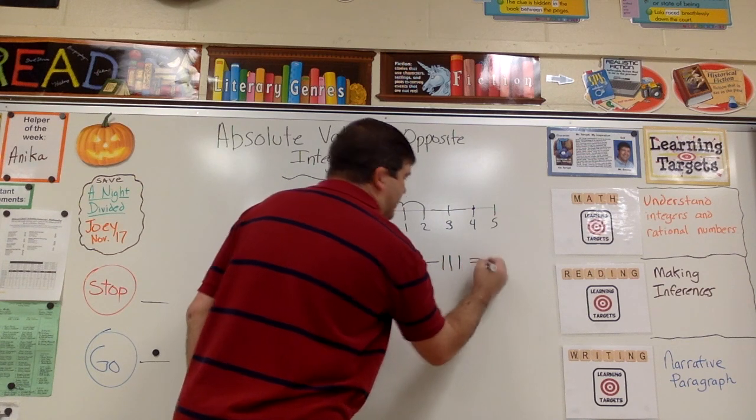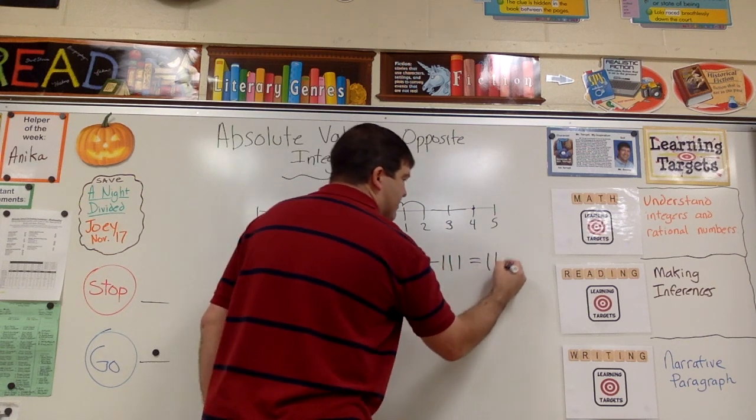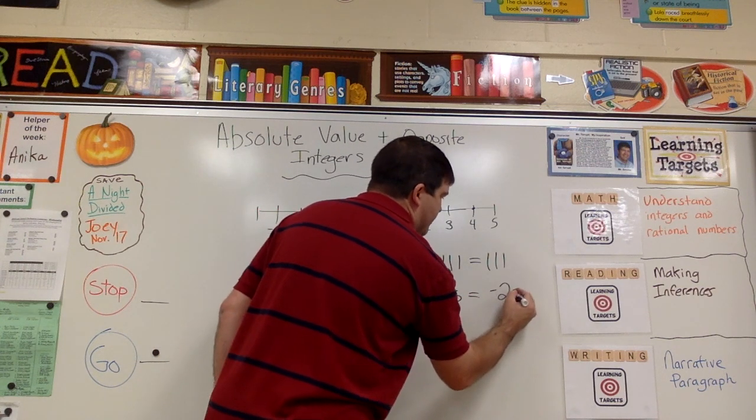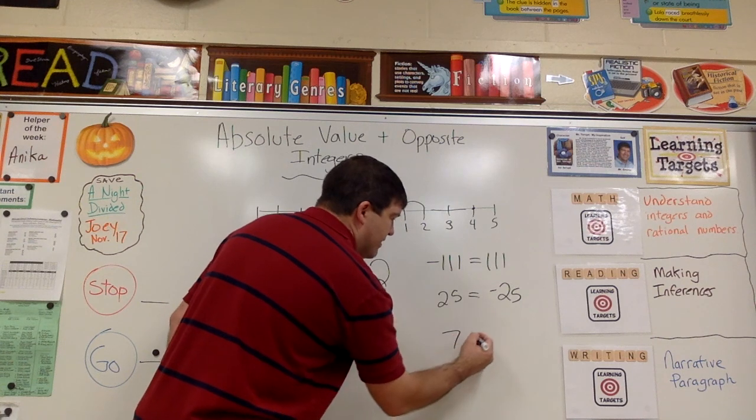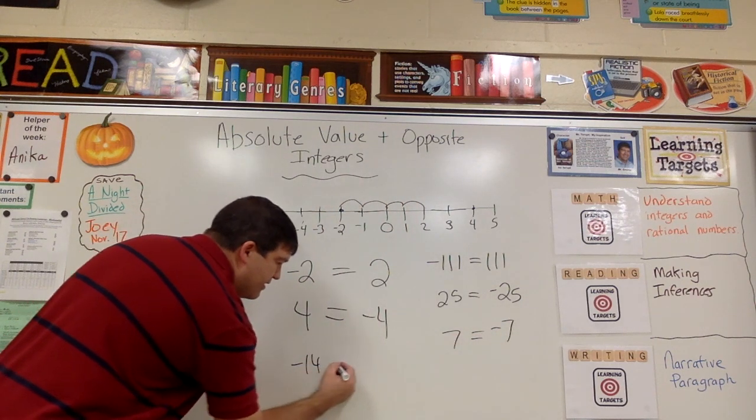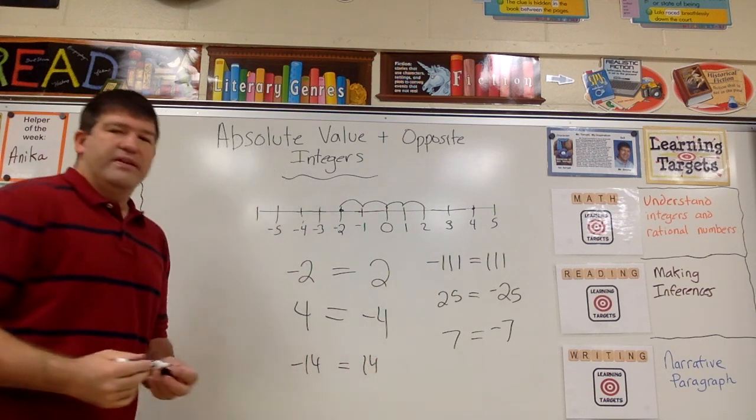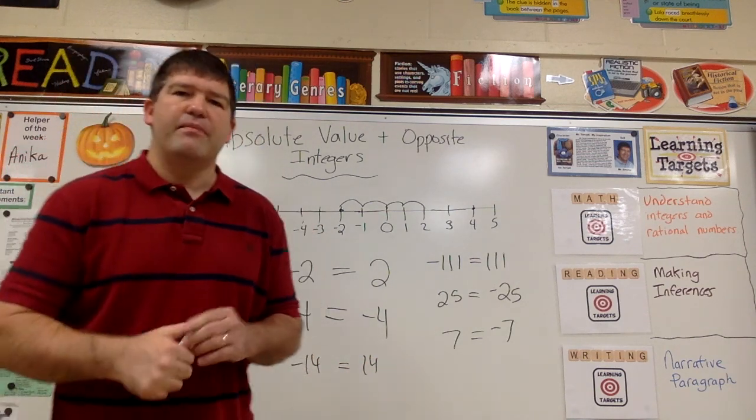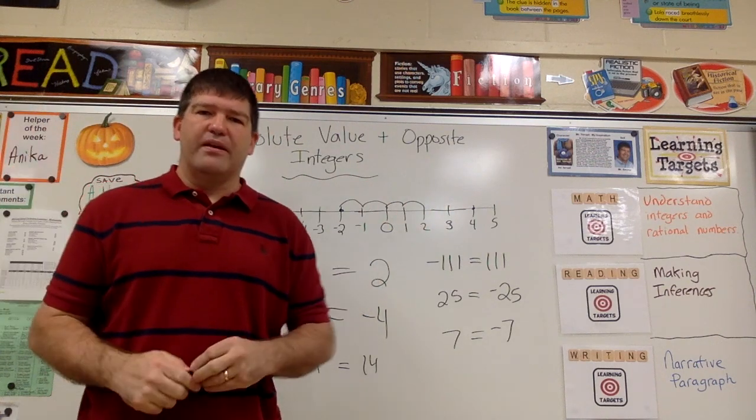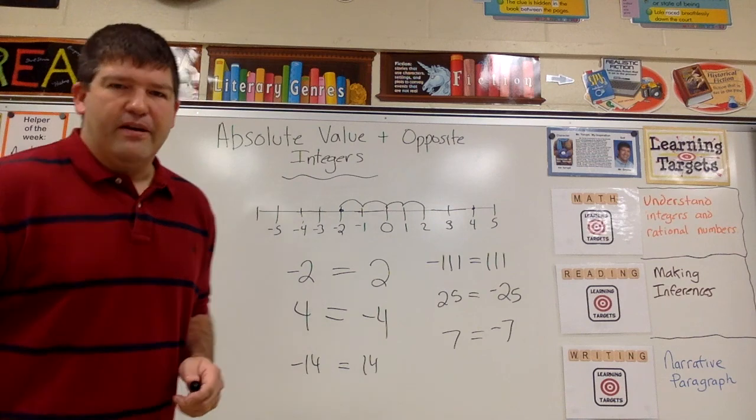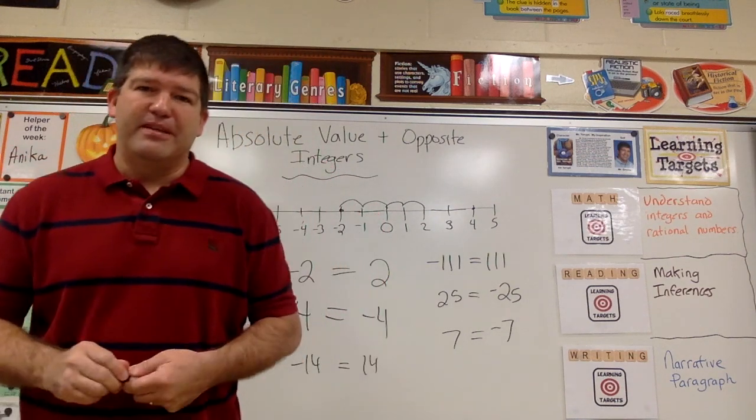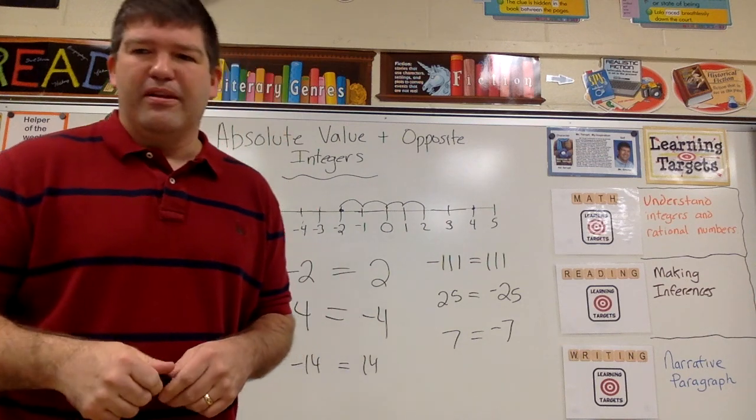111. The opposite is -111. The opposite of -111 is 111. 25. The opposite is -25. 7. The opposite is -7. -14. The opposite is 14. It's just the exact same amount away from 0 on the positive or the negative, depending on what side you're on. All right, hopefully that makes sense. If it doesn't, come see me, and I can help you out with a little bit more.